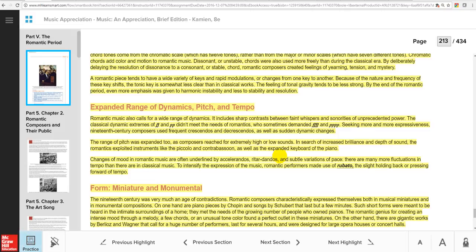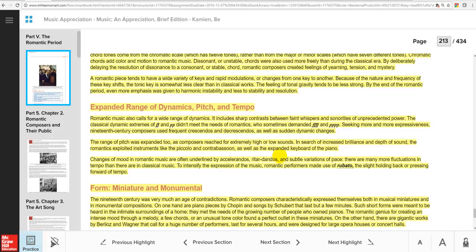Even the piano begins to increase in range as well as dynamic ability due to the cast iron frames that are used. The strings are able to be stretched even tighter, which means that you can get more quiet sounds out of them as well as louder sounds.